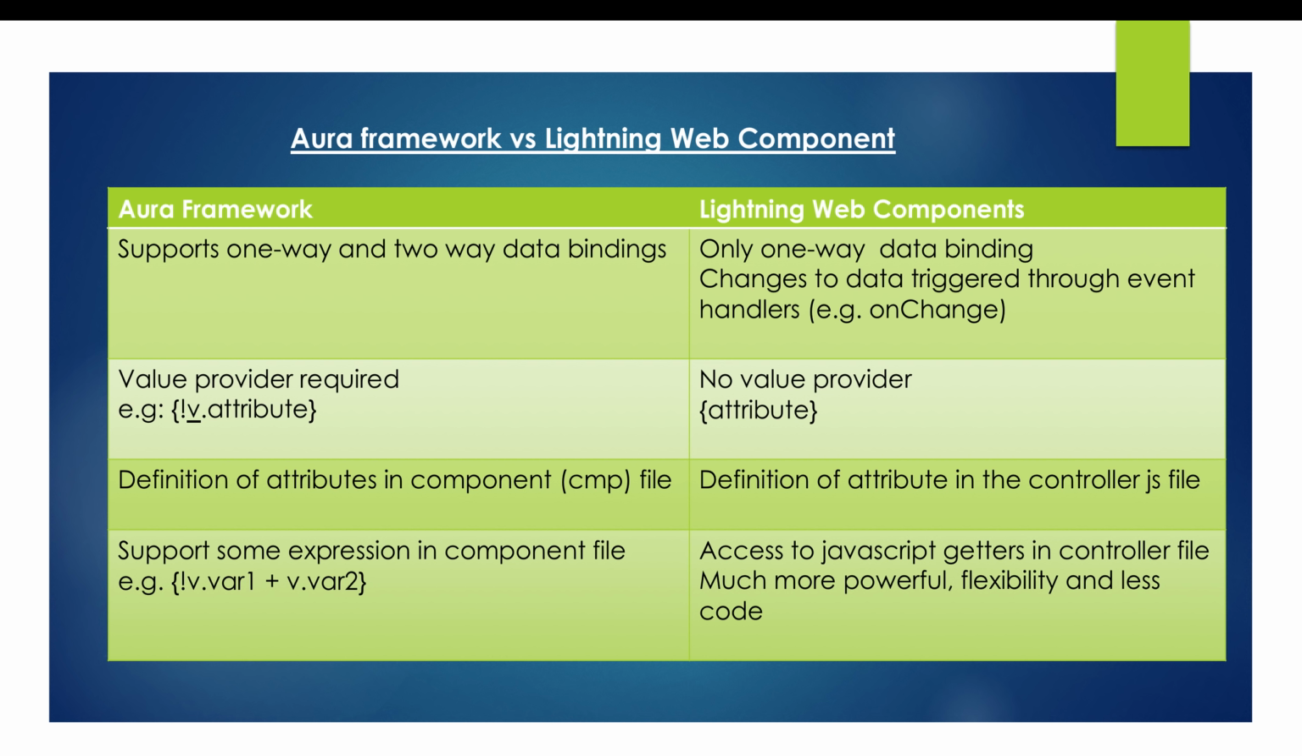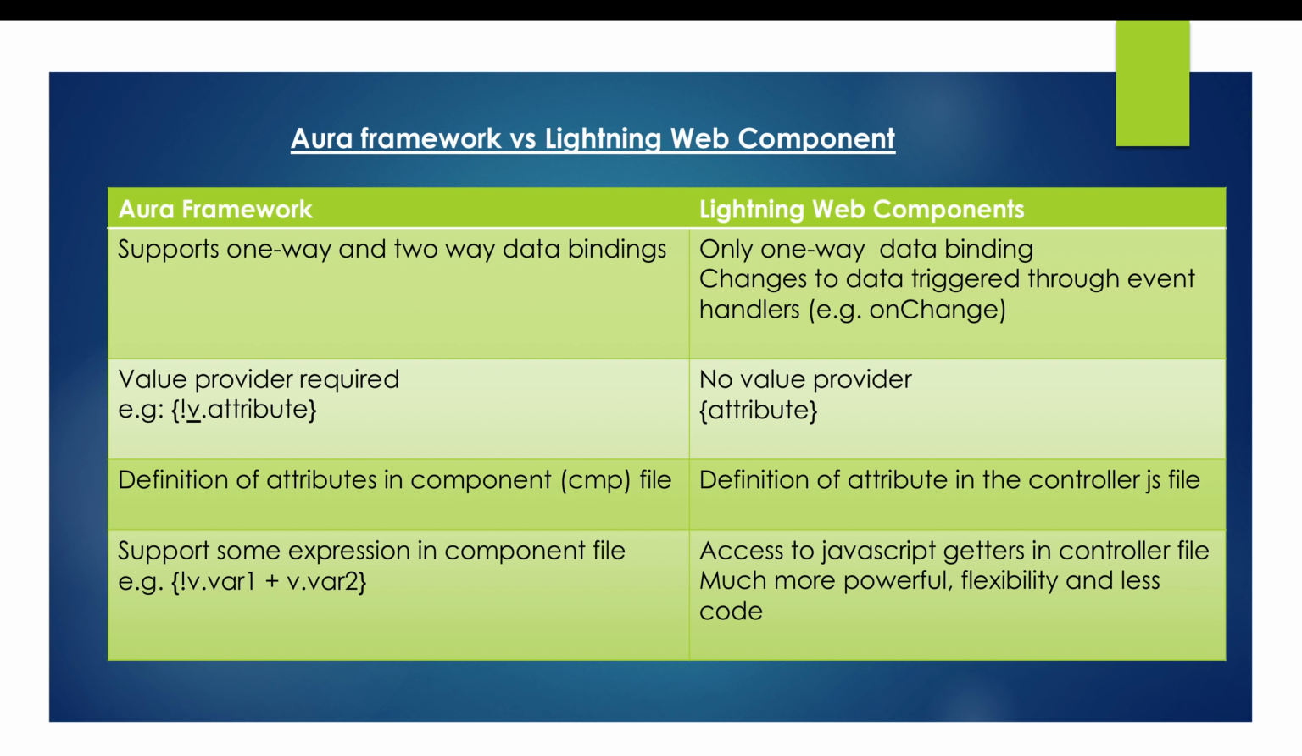What is the difference? Aura used to support one-way as well as two-way data binding. So if you remember, hash or exclamation marks we used to have, whereas here we do not have those things. And LWC only supports one-way data binding, with changes to data triggered through event handlers like onChange, onKeyUp, all these kinds of event handlers.